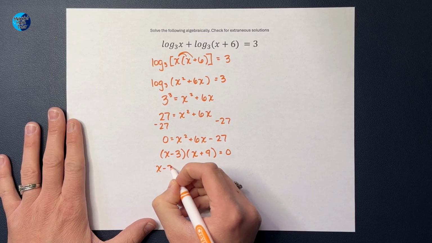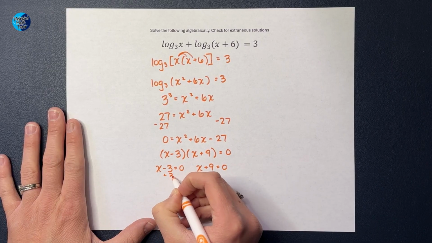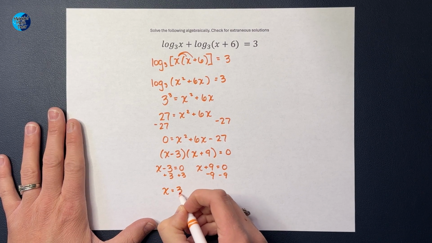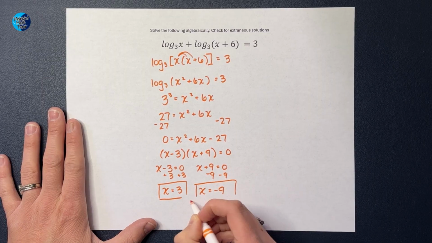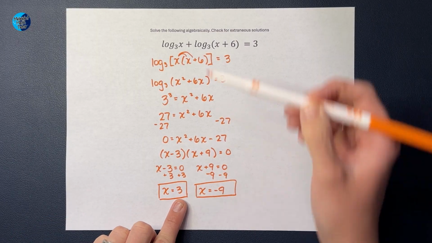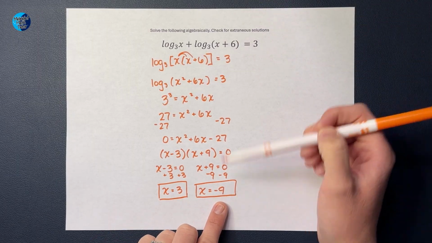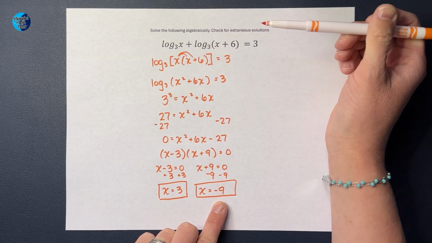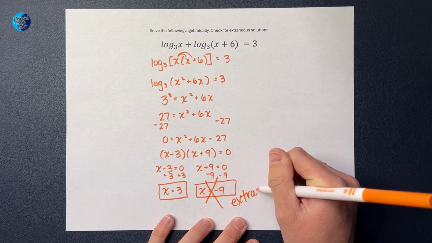Then I can go ahead and set each one equal to 0. Add 3 to both sides here, subtract 9 from both sides here, and I end up with x equals 3 and x equals negative 9. Okay, we're almost done. We just got to check really fast. So when I plug this in here, I'll have 3. We're good. 3 plus 6 is 9, so we're good. Negative 9. Oh, when I plug in negative 9, that's going to make that negative, and that's going to make this a negative 3. So negative 9 is extraneous.